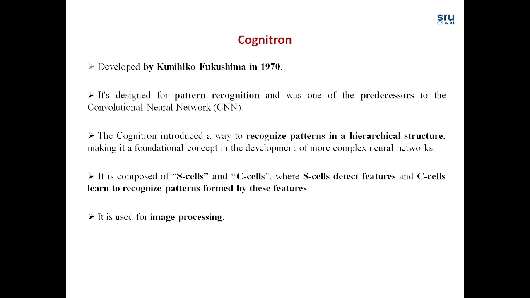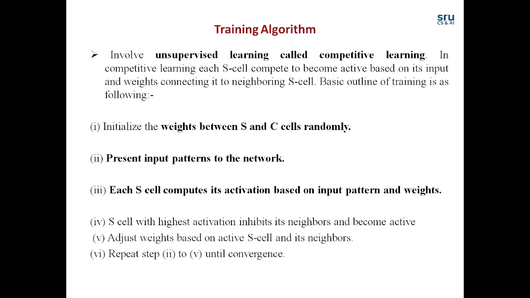It is composed of S cells and C cells. These S cells detect features, and these C cells learn to recognize patterns formed by these features. We use this cognitron for image processing. Training algorithm: it involves unsupervised learning, which is called competitive learning. In this learning, each S cell competes to become active on its input and weight, connecting it to neighboring S cells. So, what is the basic outline of training this network?